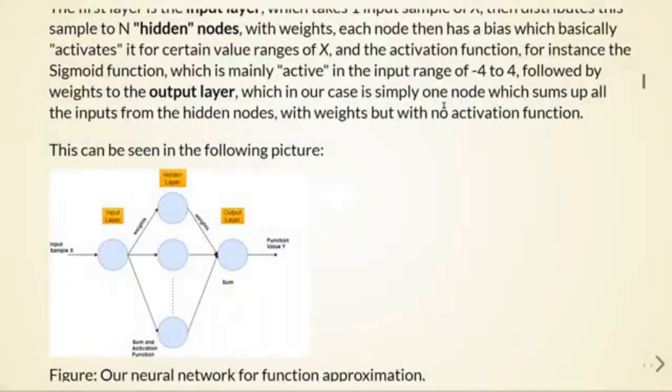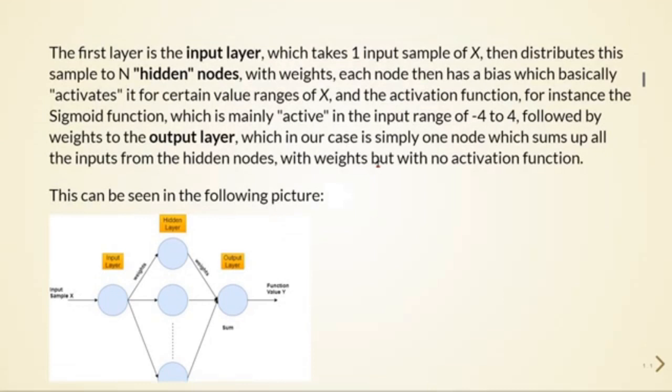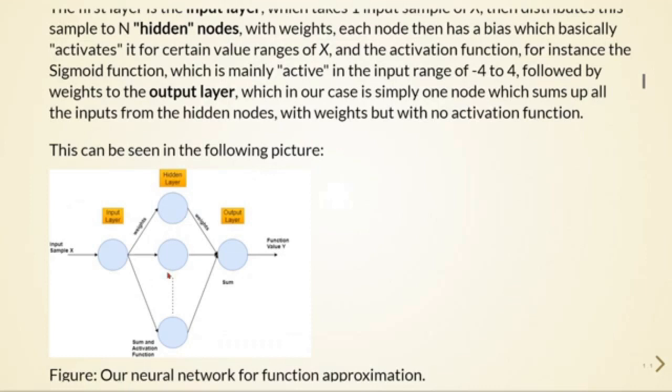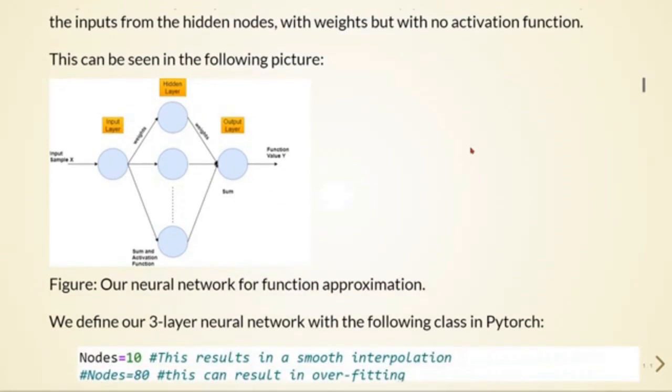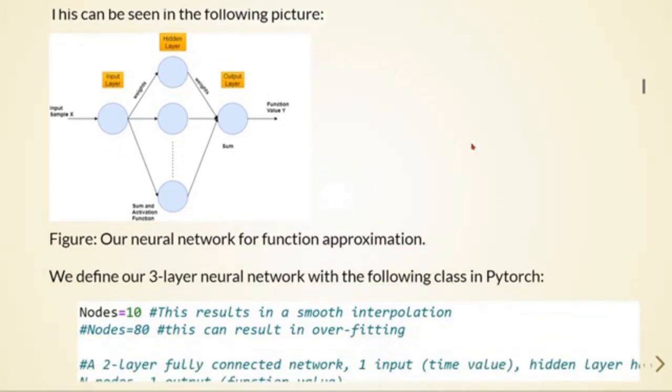We can see the structure of this network in this picture here. We have our input sample, and our input layer will take this input sample and distribute it to n hidden nodes with weights. Each node will have a bias and activation function, and they will be followed by the output layer that in our case just adds all the inputs from the hidden nodes with weights but without any activation function.